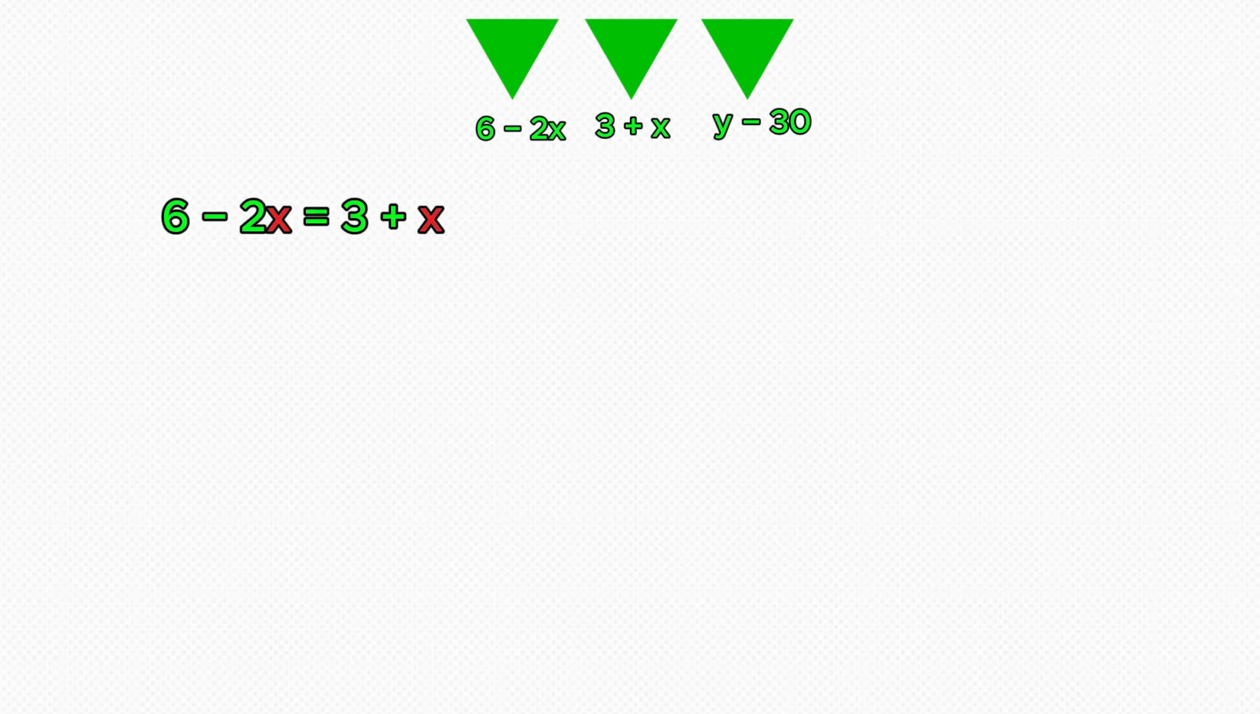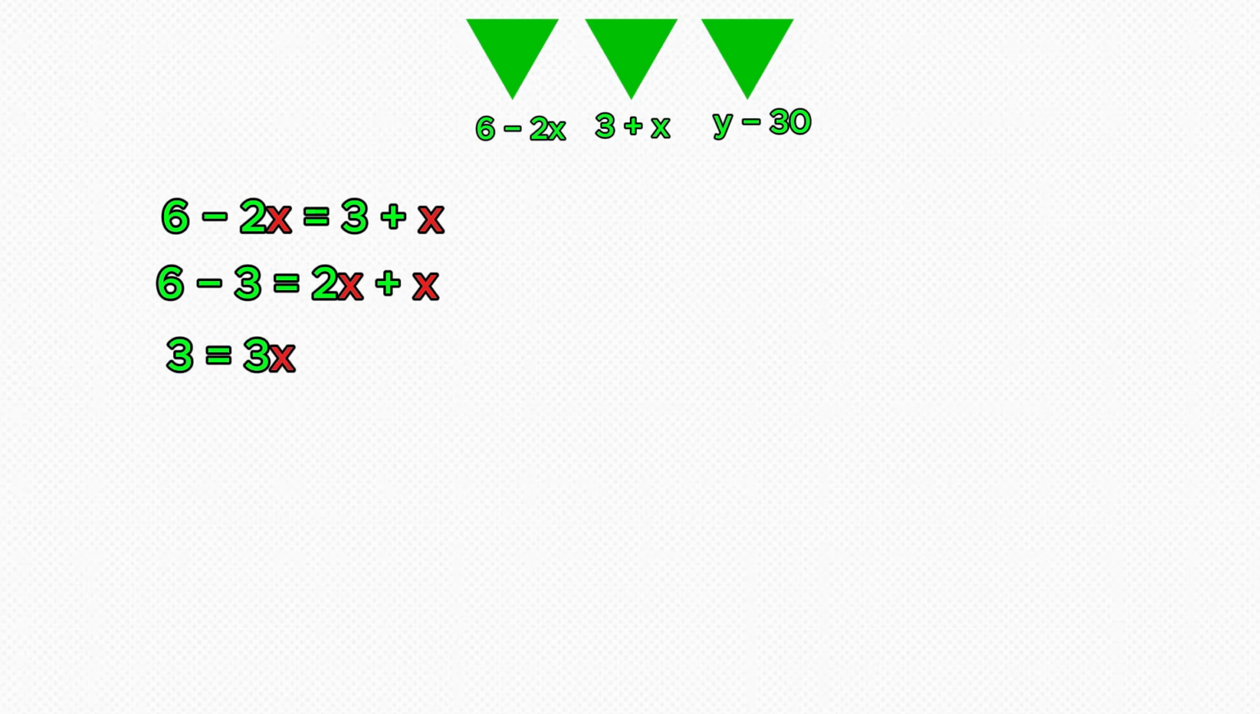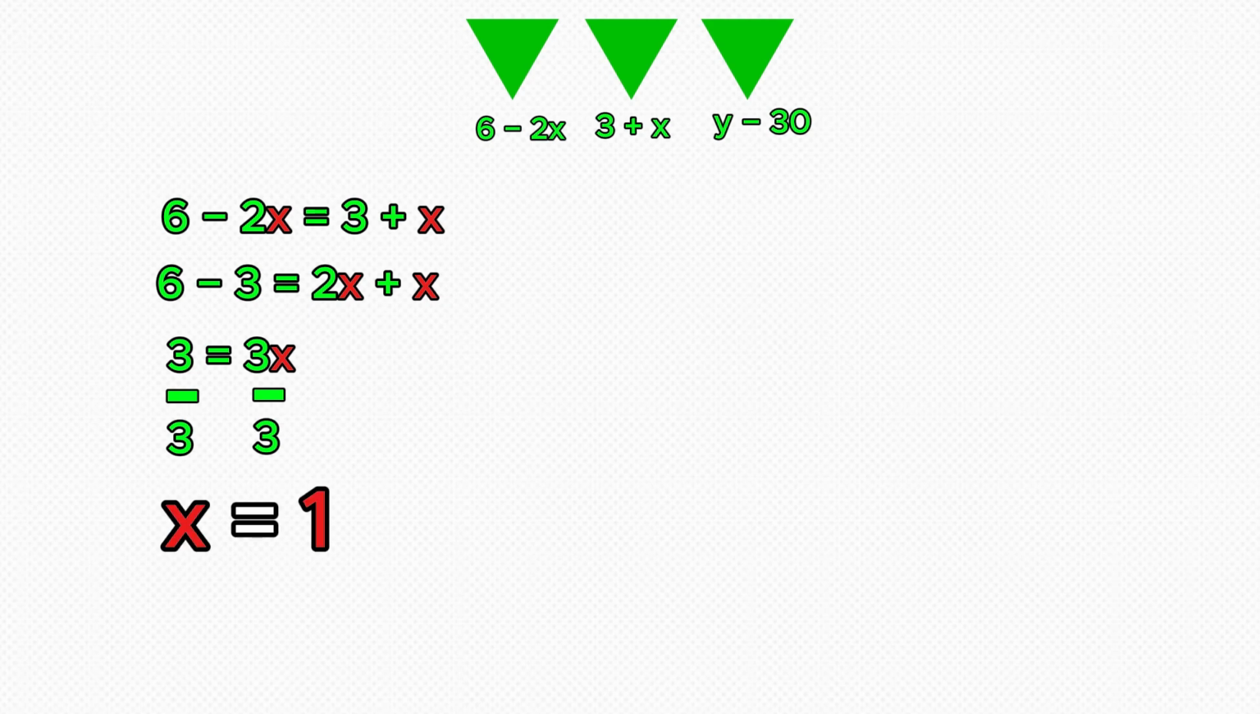6 minus 2x equals 3 plus x. Next, we put all the numbers on one side and all the x terms on the other side. Subtracting 3 from 6 leaves us with 3, and combining 2x and x gives us 3x. Dividing both sides by 3, we find that x equals 1.